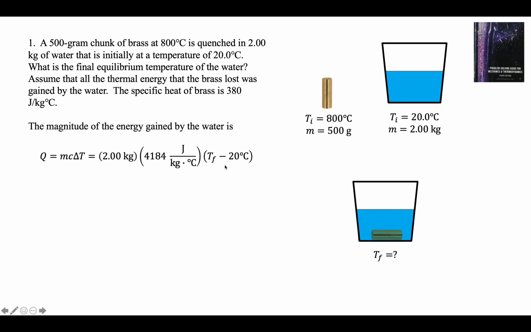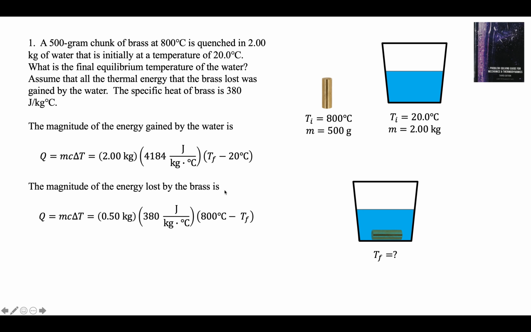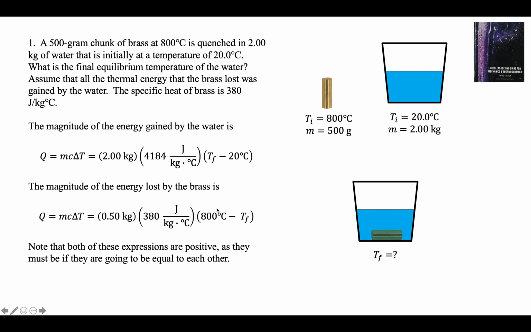Now we need an expression for the Q lost by the brass. It starts out at 800. Its temperature change is 800 degrees Celsius minus T final. Right? If T final ends up at 30 degrees, then we know delta T is 770 degrees. Our equation gives us the correct number for delta T. Both of these have to be positive because we're going to set them equal to each other. If one's positive and one's negative, they can't be equal to each other. So we're setting the magnitudes of the thermal energy transfer equal to each other.